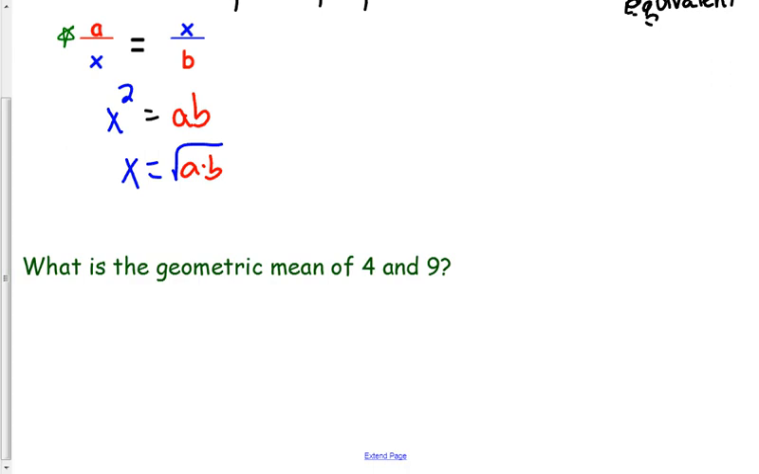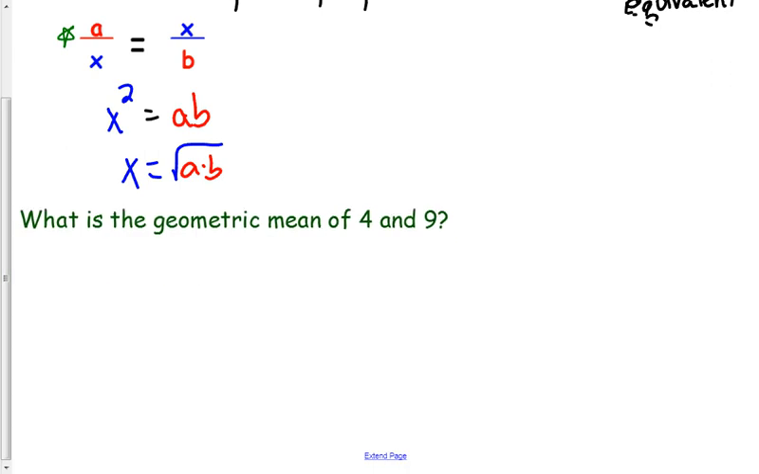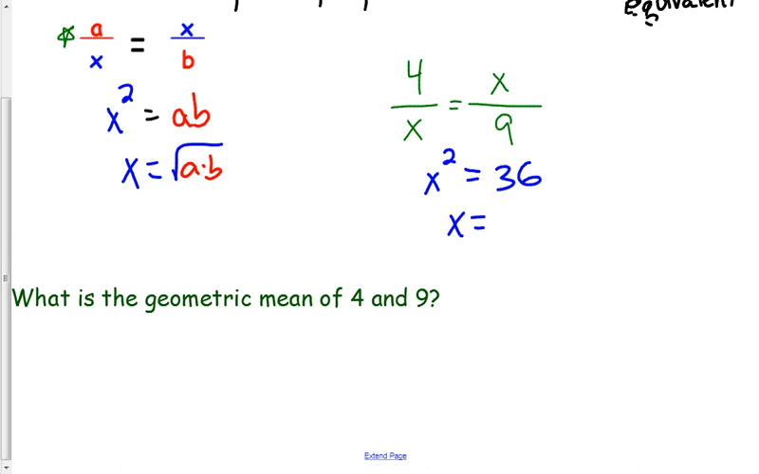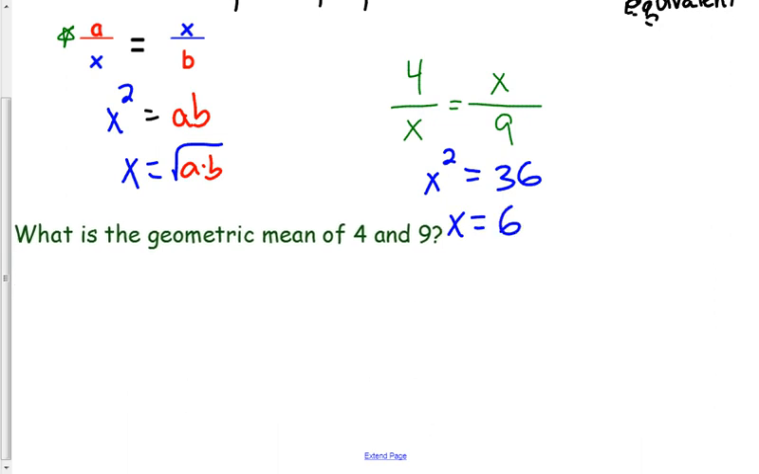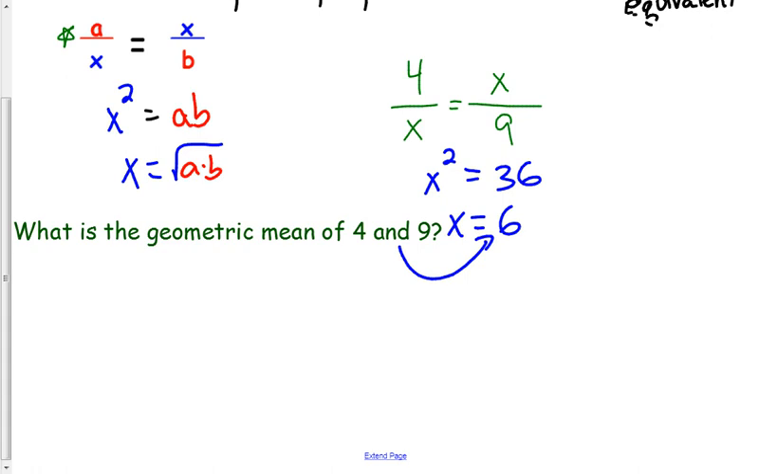This first example says, what is the geometric mean of 4 and 9? So I always start with the proportion and ask, do I have the geometric mean? It says, what is the geometric mean? No, that's what I'm solving for. So I'll plug those x's in, and it does not matter where I plug in 4 and 9, and then I'll cross multiply. X squared equals 36. Square root both sides, and I get x equals 6. So what is the geometric mean of 4 and 9? It is in fact 6.